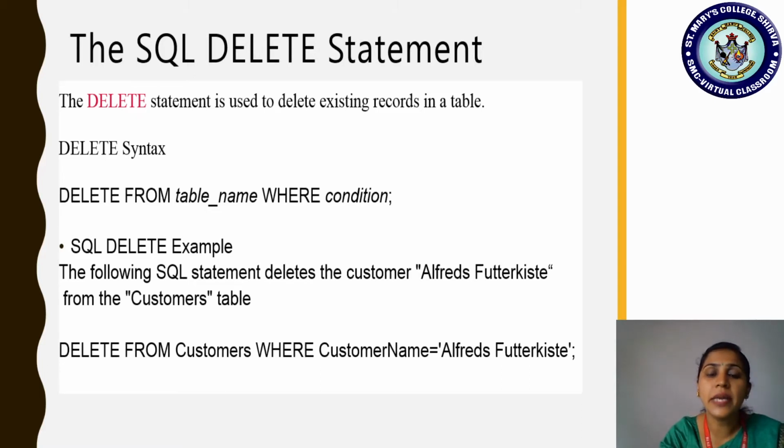Where customer name. The condition is specified with the help of the attribute name or the column name. So what is the column name? Customer name, we have a customer name attribute in the customer table. So where customer name equal to Alfred Paterkus. Among the available different data, the record where the customer name column matches the value Alfred will be deleted from the customer table.